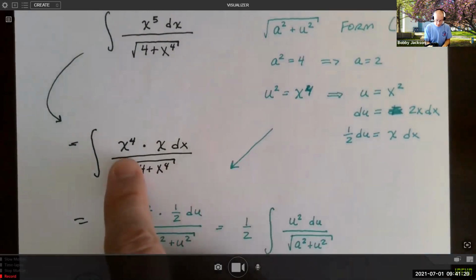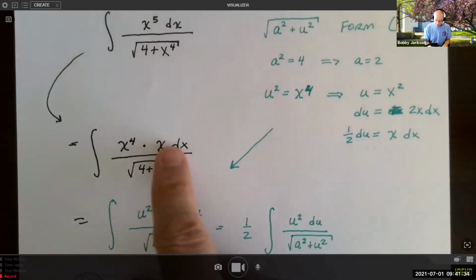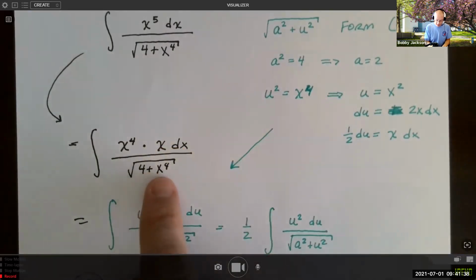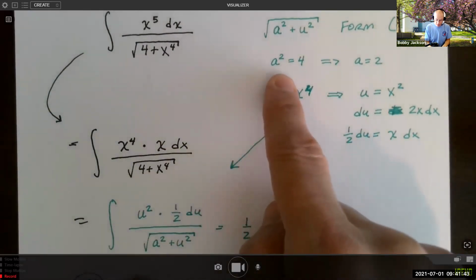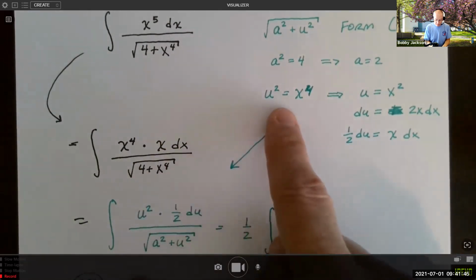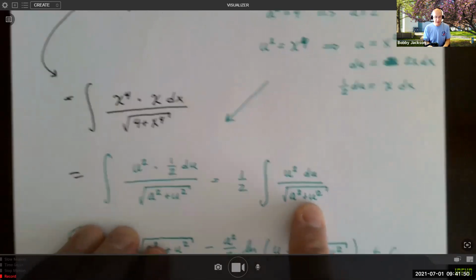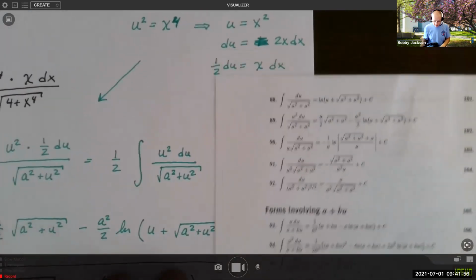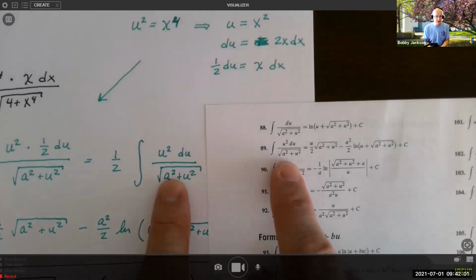And so, now I just do a complete substitution, right? So x to the fourth is what? U squared. X dx is 1/2 du. And the square root of 4 plus x to the fourth is going to be square root of a squared, 4, plus u squared. Okay. Pull that 1/2 out, and here's what I have. Now I look in the table for this form. And if I look in the table for this form, guess what? I find it when I get to number 89. It's identical to that one.